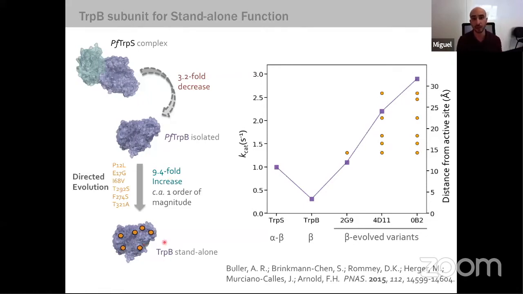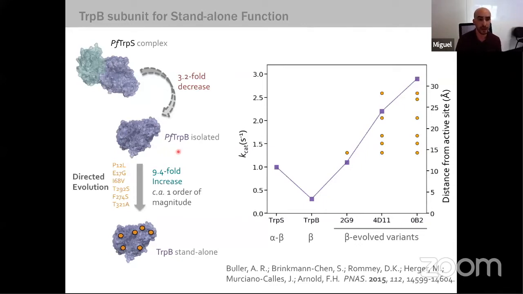I mean standalone because the loss of activity as a consequence of the absence of the protein partner is recovered, but not only that, their variant works even much more efficiently than the TRPB in complex. What is also interesting here is that most of the mutations introduced in the directed evolution rounds are distal mutations. So this indicates that the recovery of the activity might be induced by allosteric effects towards the active site.